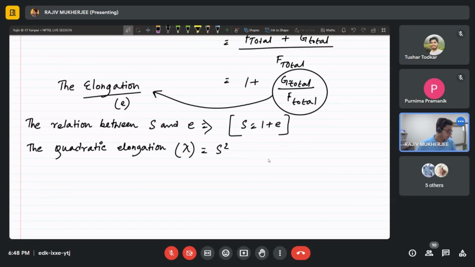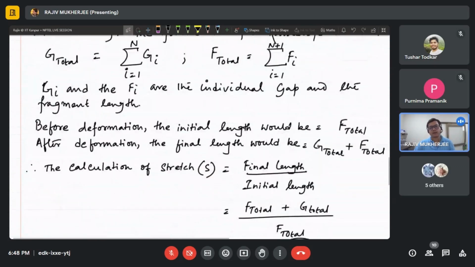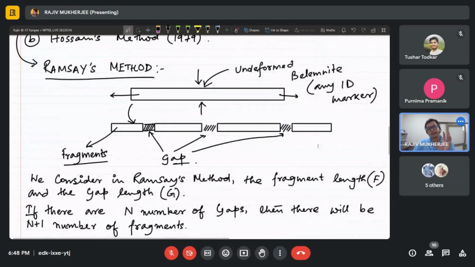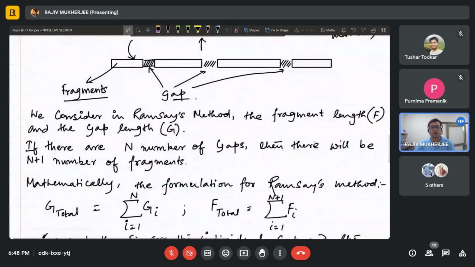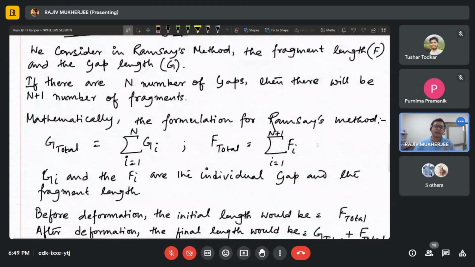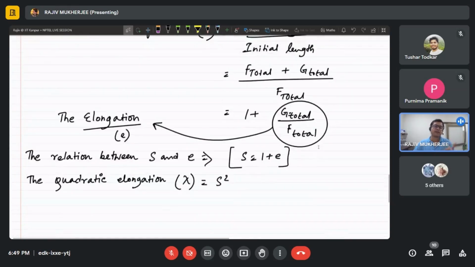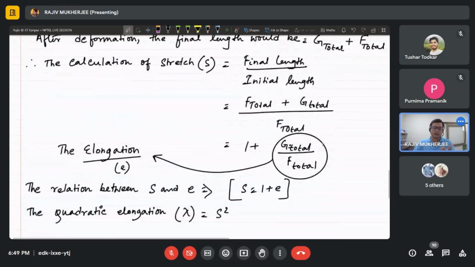Okay, so it is very easy to perform Ramsay's method. We just simply need to calculate the individual gap lengths and the individual fragment lengths, and eventually we can calculate G total and F total, and then by using the different formulas we can estimate how much strain or elongation, how much stretch, and the quadratic elongation has been accommodated through that deformed belemnite or the deformed one-dimensional marker.